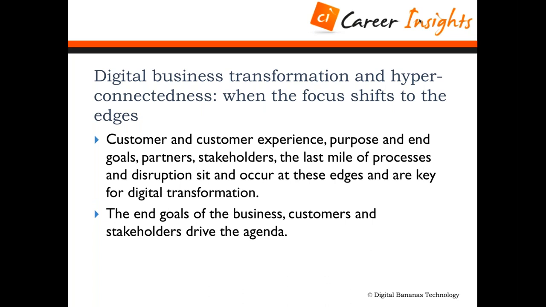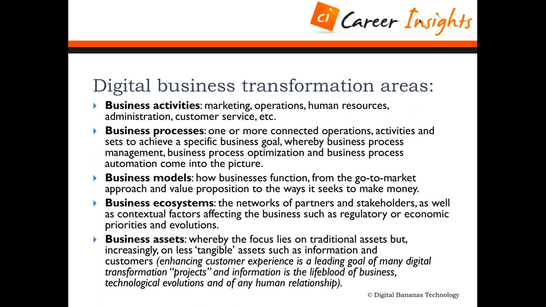So basically, this is where everything is interconnected. I talked about it earlier. These days, the future is Internet of Things. Open your fridge. If there is a milk missing, it will order the milk from Amazon or from Sainsbury's straight away. 2 days later, you get a delivery of the milk. Everything is interconnected. Customer and customer experience, purpose and end goals, partners, stakeholders, the last mile of processes and disruptions sit and occur at these edges and are key for digital transformation. The end goals of the business, customers and stakeholders driven by the digital transformation agenda. So, my dear, it cuts across every area of the business.